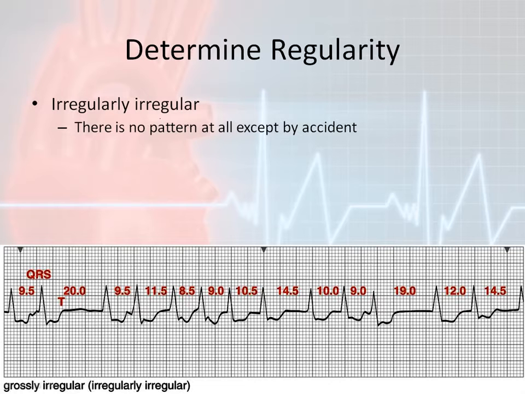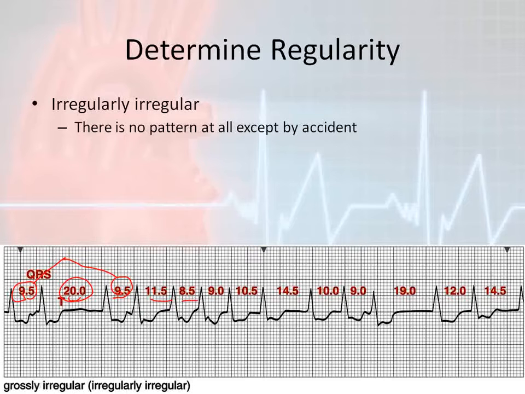Now, if you look at this rhythm, they were nice enough to actually march this out for us and give us our little boxes in between. With your calipers, you can do the same thing. There's 9.5 little boxes here. And then we jump way up to 20. Then we're back to 9.5. Now, even though this 9.5 and this 9.5 are similar, these are the only 2 9.5s between these boxes that you actually see. So this doesn't mean that it's a patterned irregularity.